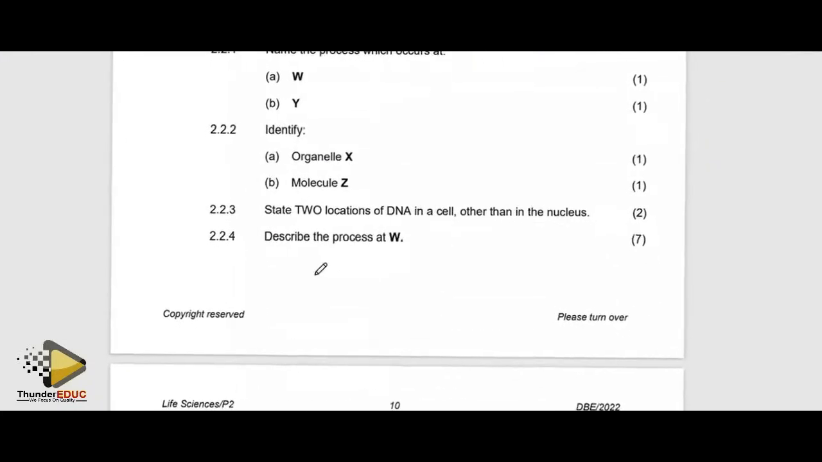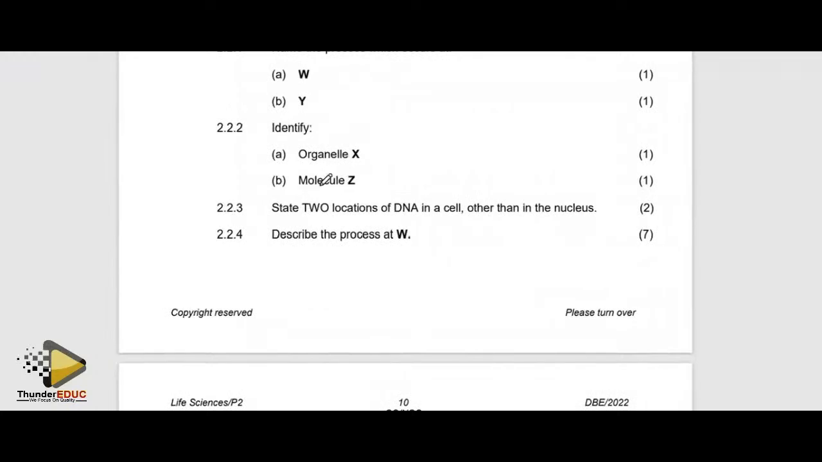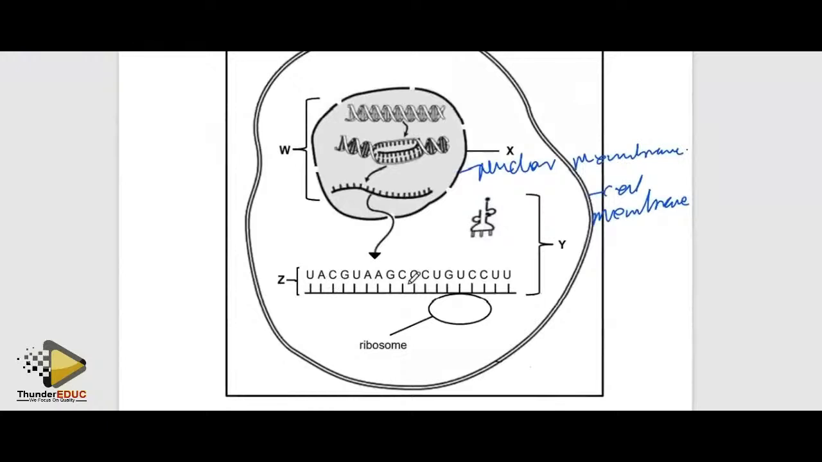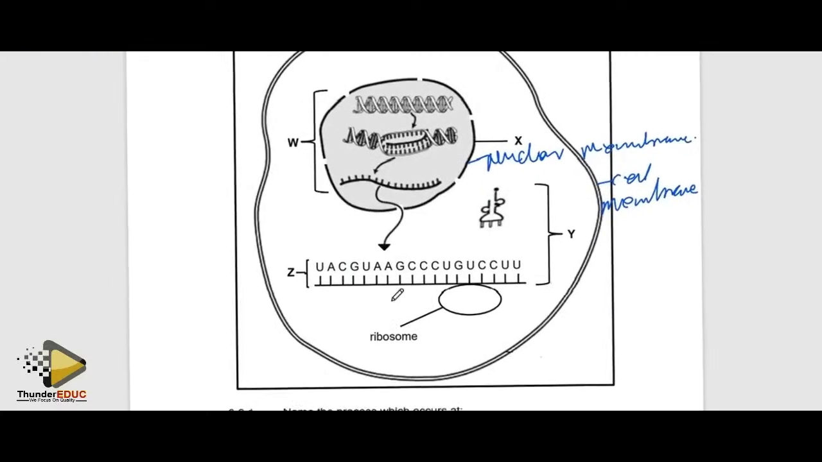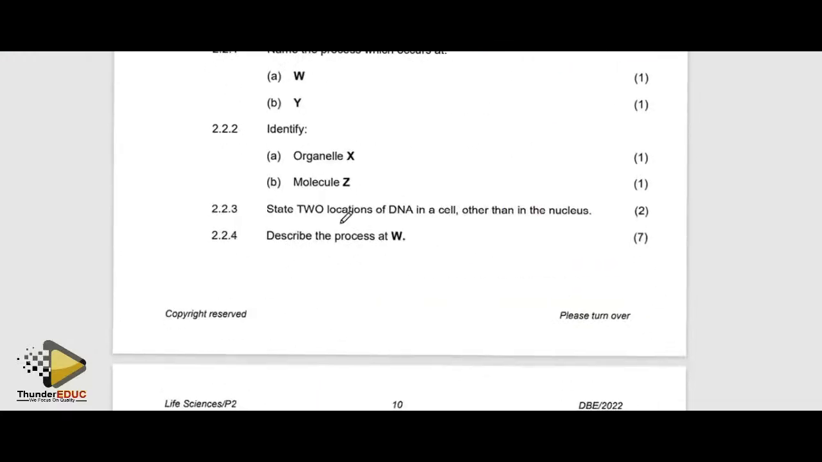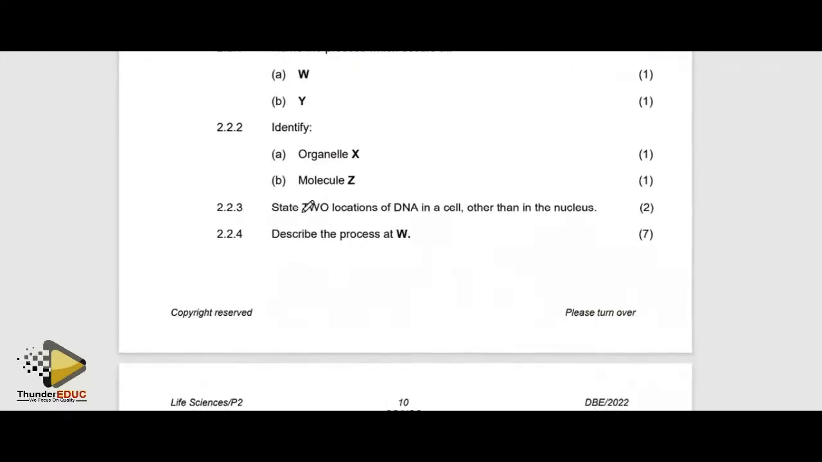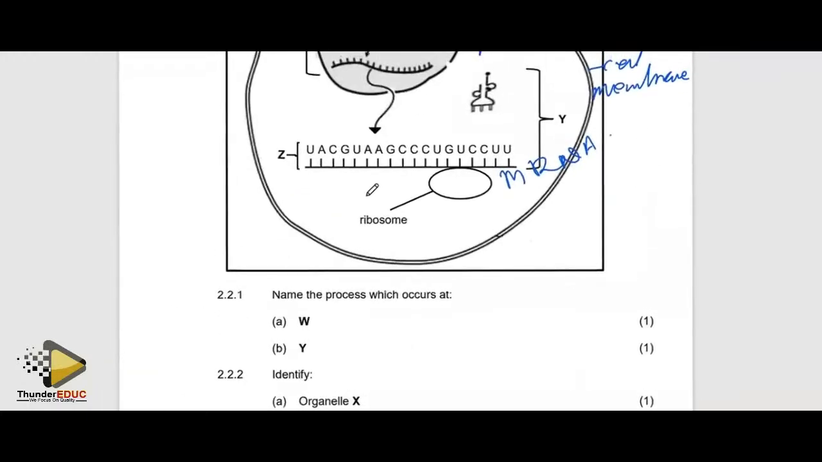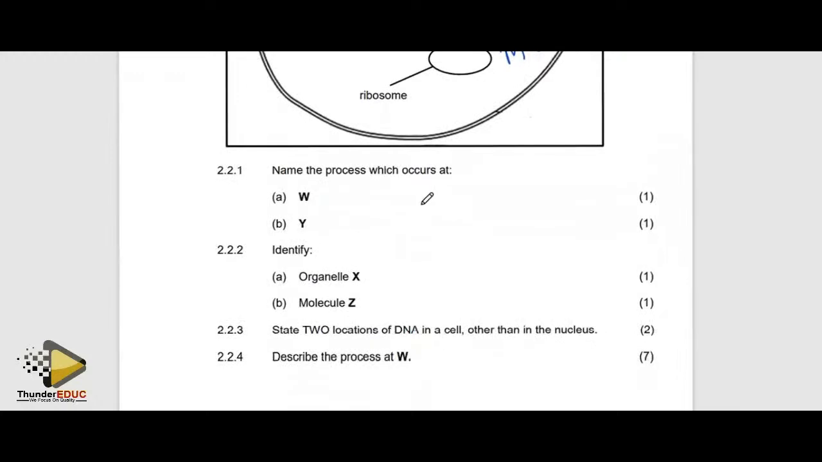Yes. And then they are saying molecule Z. Where is molecule Z? They are looking for this, because it is on the ribosome and it has moved out of the nucleus. Then it is messenger RNA. Yes. And then they are saying, state 2 locations of DNA in a cell other than in the nucleus. We find it in the mitochondria and also in the chloroplast.